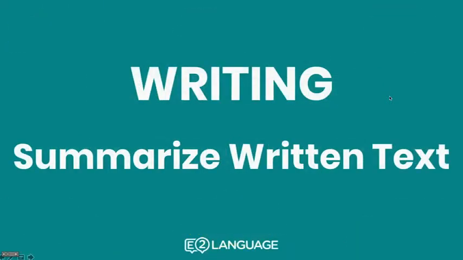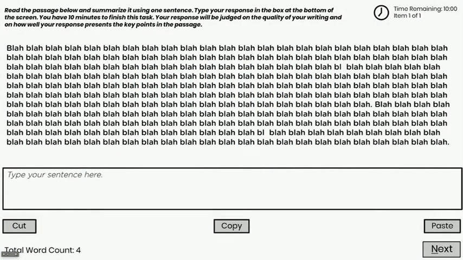Okay, you're now into the writing section of the PTE. The first task is called summarize written text. This is what it looks like. You'll see a paragraph of text. I think this is up to 300 words long. So it's quite long, right? And you'll have 10 minutes and you should use all of that 10 minutes.